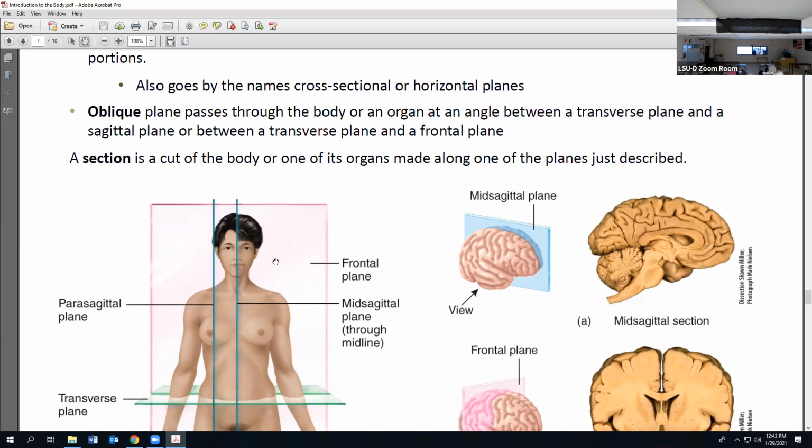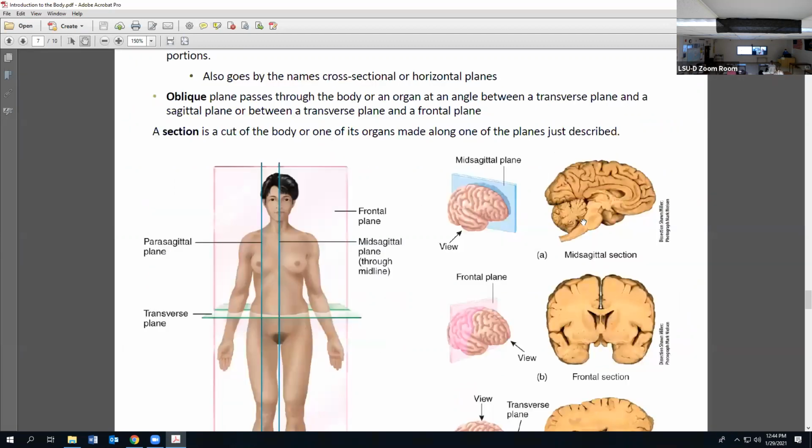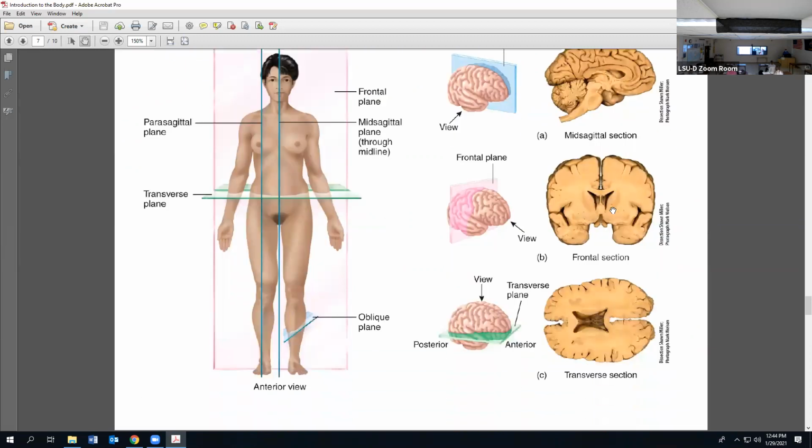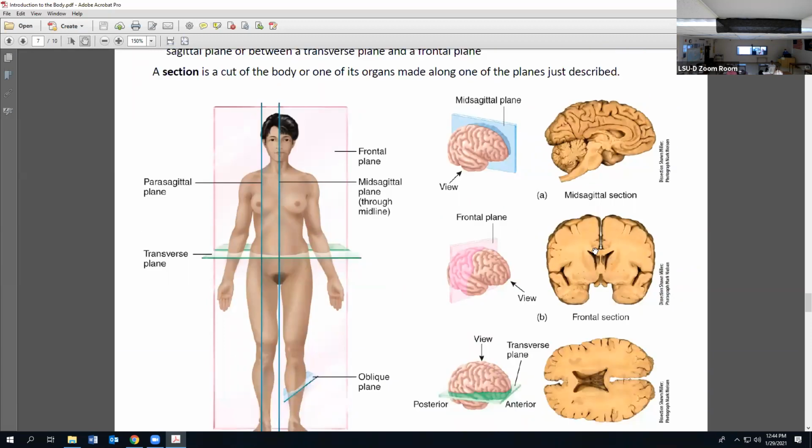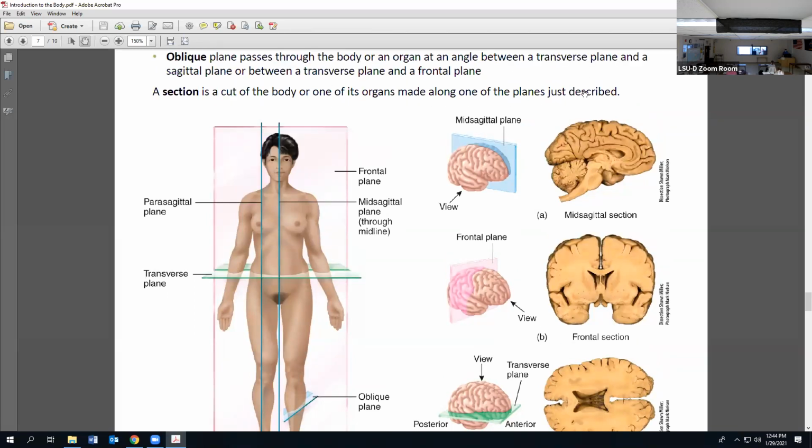Now, this figure here, our lady with all those planes, would be something you'll want to study for the exam. Make sure you can identify those planes. Over on the right side, we show what you can do with those planes in performing a dissection. And literally the word section is in dissection. A section is a cut of the body or one of its organs made along one of the planes just described. If we get to do it in lab, we're going to perform a mid-sagittal section on the sheep brain, cutting it along that mid-sagittal plane specifically, creating equal left and right sides of the brain and being able to see the internal features.